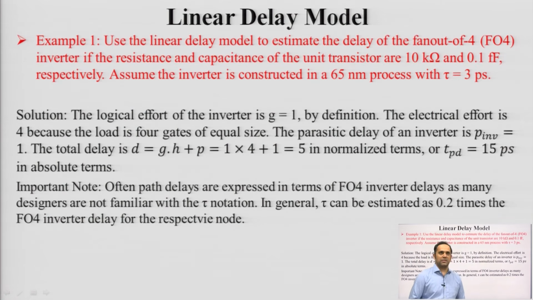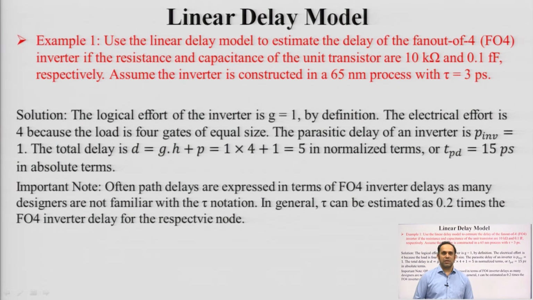Just to take one quick example, we are using the linear delay model to estimate the delay of the FO4 inverter. This is a common notation: an inverter driving 4 other inverters is known as an FO4 inverter. If the resistance and capacitance of this unit transistor are given as 10 kilo ohm and 0.1 femtofarad respectively, we assume that the inverter is constructed in a 65 nanometer technology node with tau, the normalized parasitic delay for your inverter, given as 3 picoseconds.